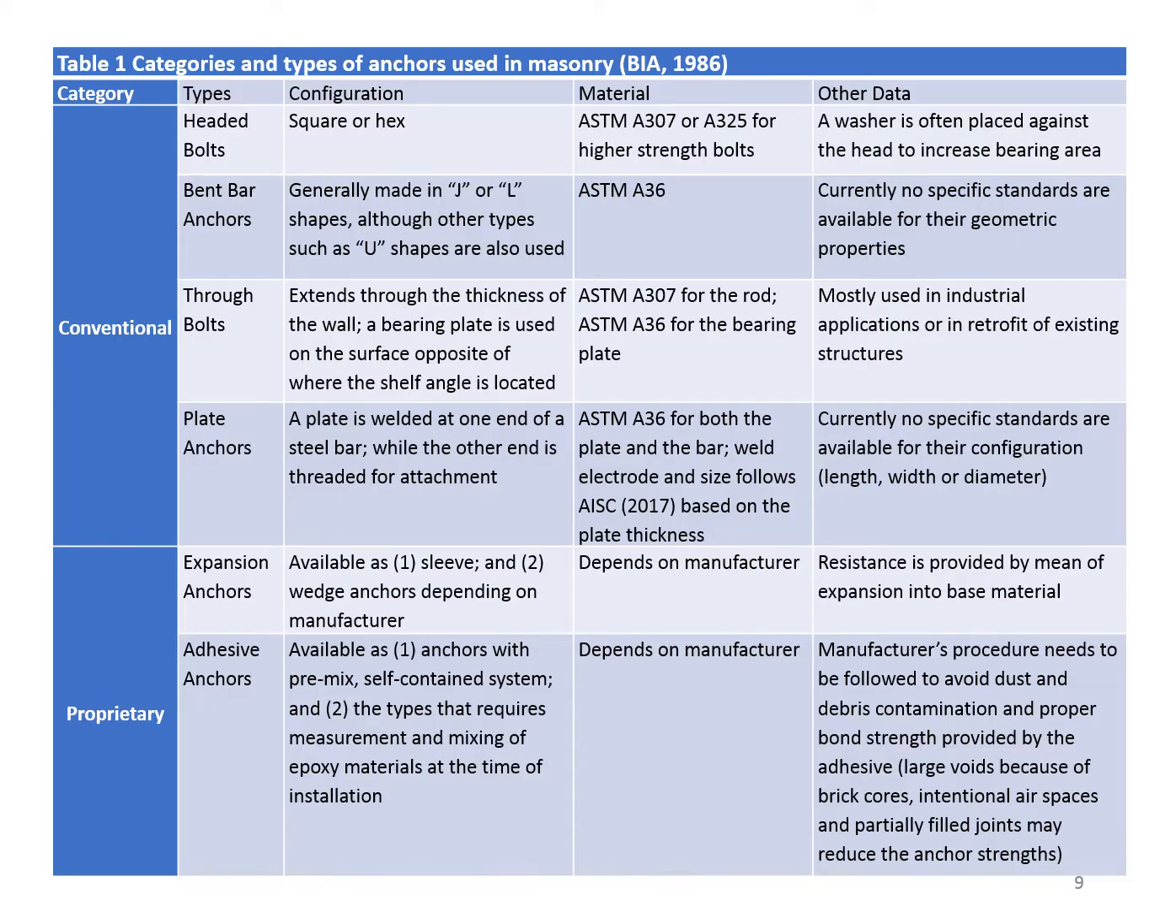Now here is Table 1. Different categories of anchors in masonry applications are provided in this table. For example, notice that for conventional ones, when we use headed bolts, the ASTM A307 or the highest strength A325 types of anchors may be used. The last column of this table gives other information about the type of anchor.